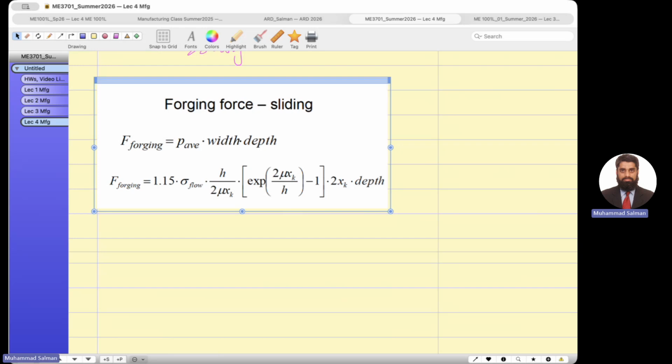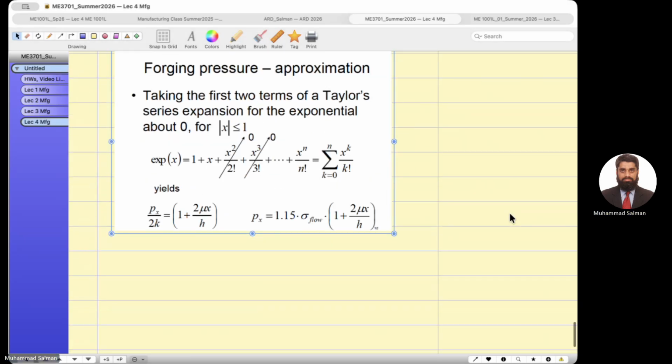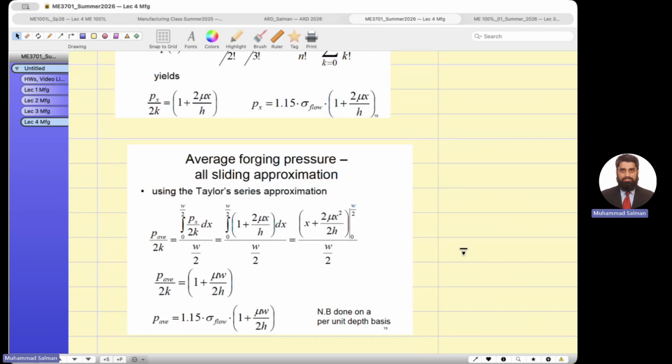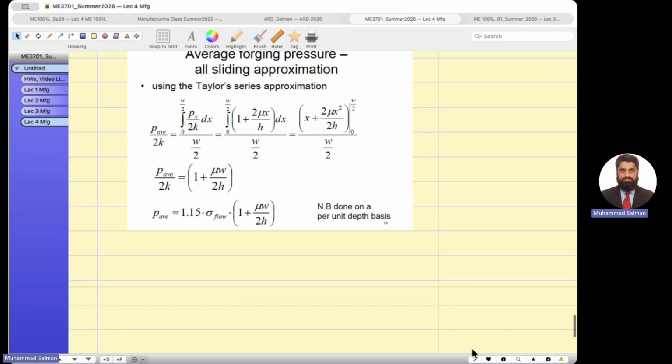Now, suppose the whole surface is sliding. So what will happen? For this approximation, there is no sticking. Friction force is less than the K value.